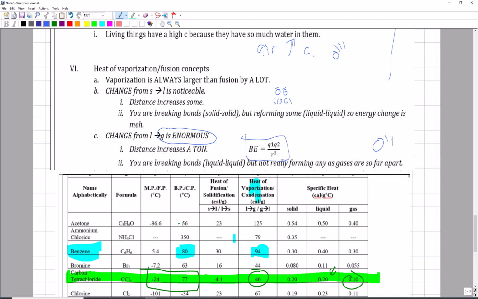This is how you find energy. Q1, Q2, these are charges, right? R is radius, which is really distance. Which makes sense. If things are farther away, the attraction's less, right? So when this liquid is boiling, you're breaking bonds, and then they're leaving so much.